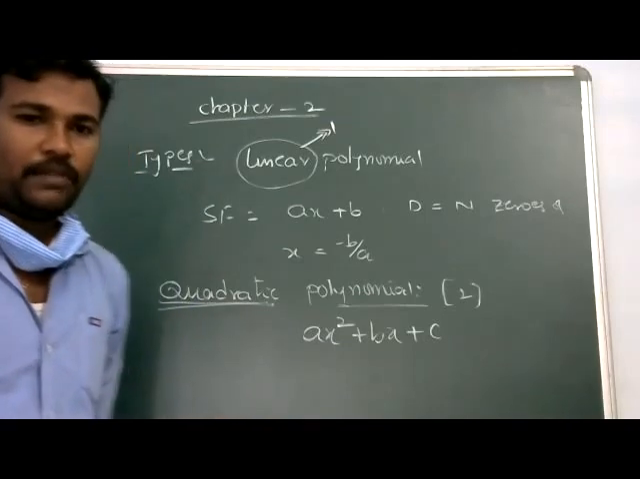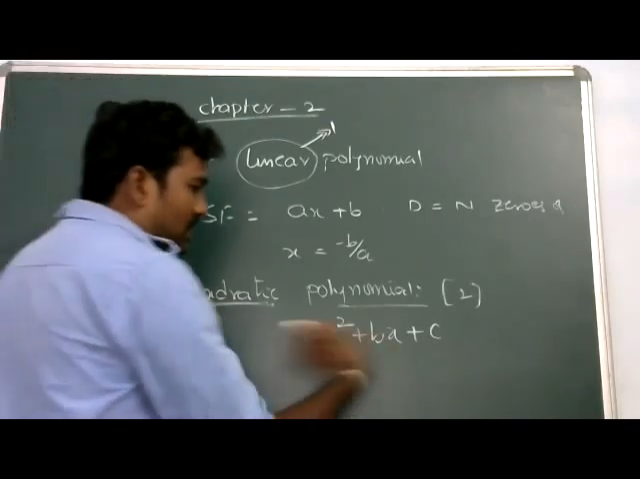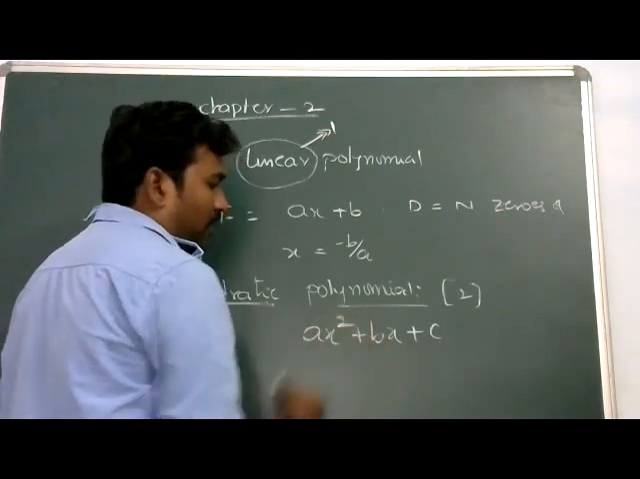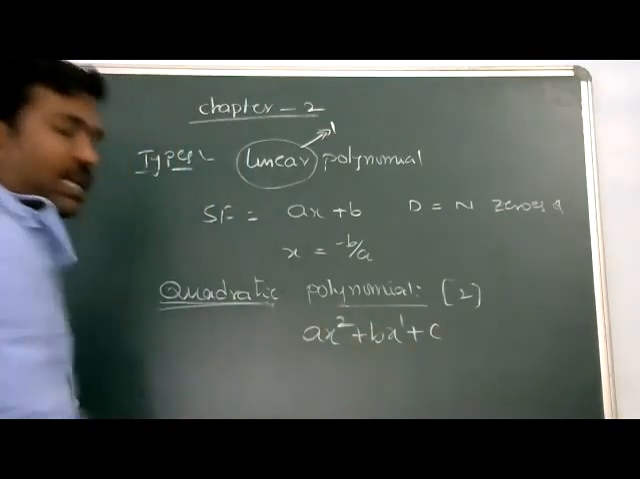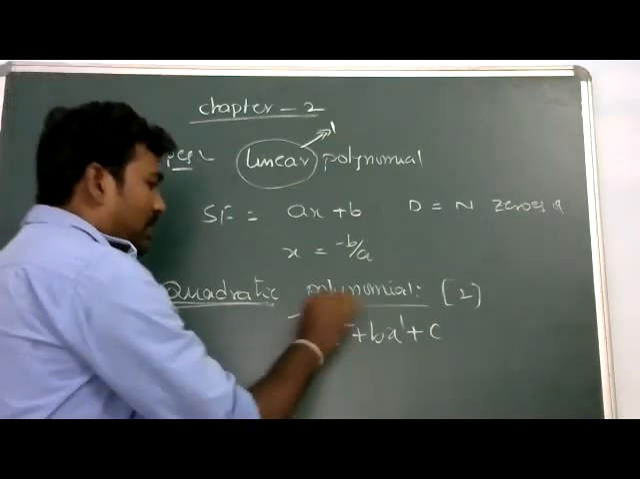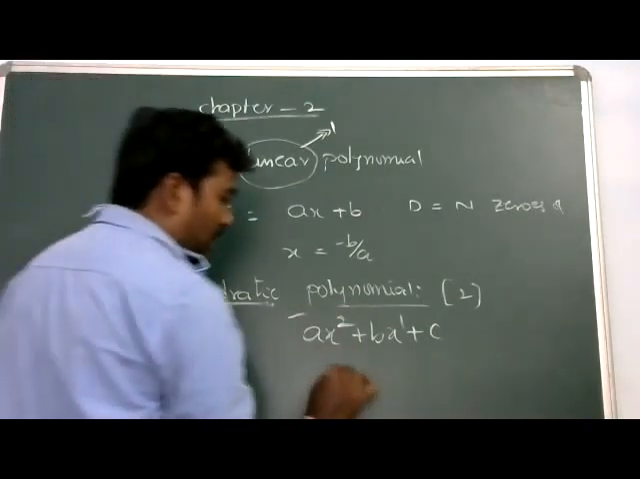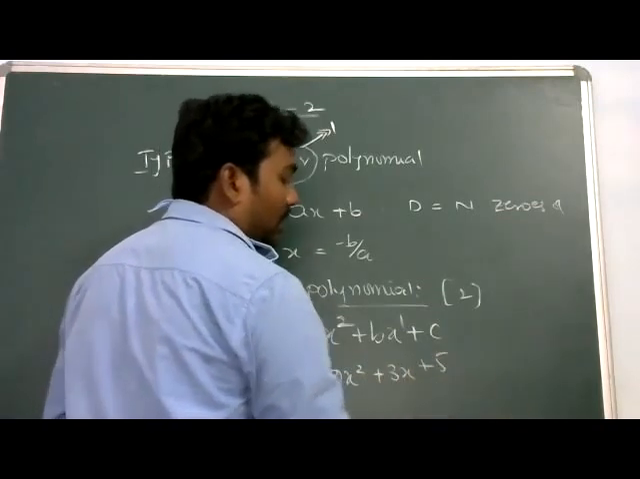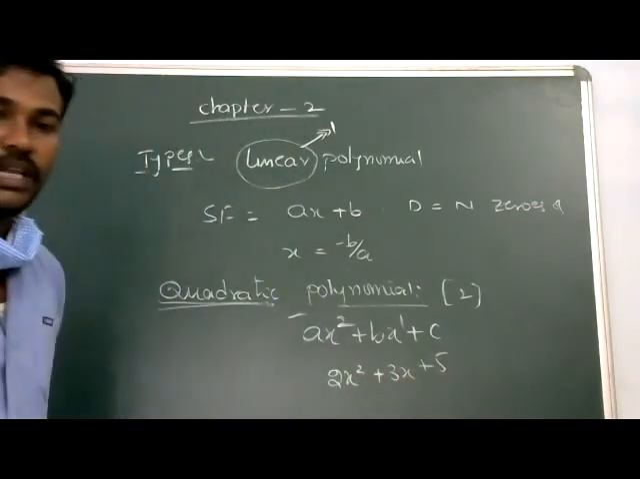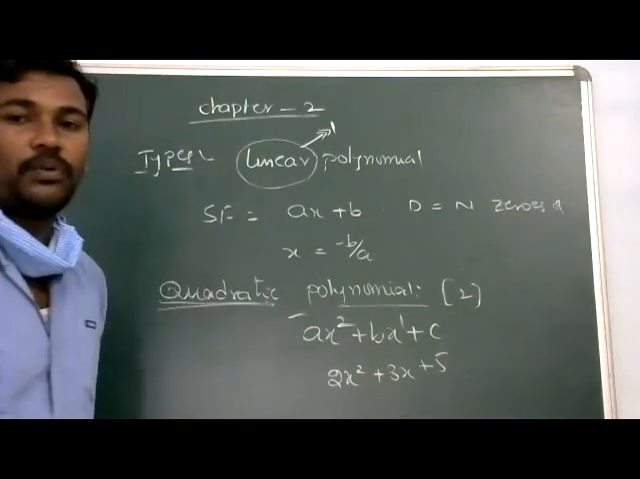Is it clear? First of all, what is its degree? Highest exponent. What is its highest exponent? 2. So this degree is 2, and these polynomials are called quadratic. Suppose we write 2x square plus 3x plus 5. Already we wrote this example. This is also a quadratic polynomial.